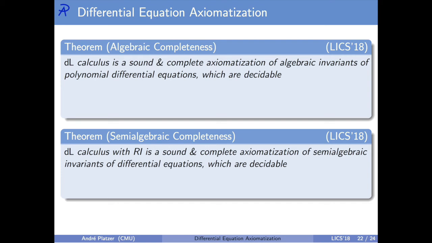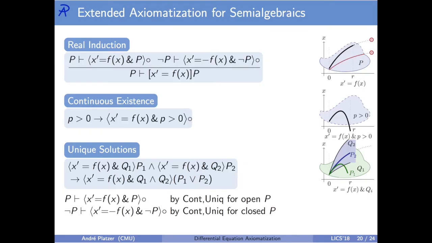In particular, these two axioms we need in order to characterize local progress. That's all we need. They're complete for local progress. Every local progress property that's true can be proved from these, with the differential cuts and differential ghosts. And this one we need in order to capture the semi-algebraic set invariants.